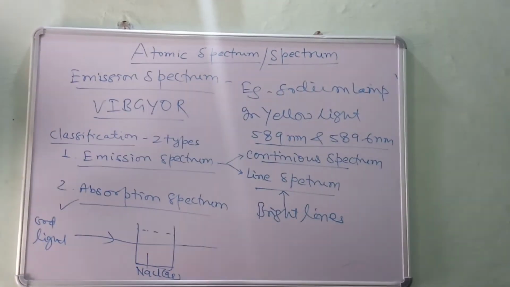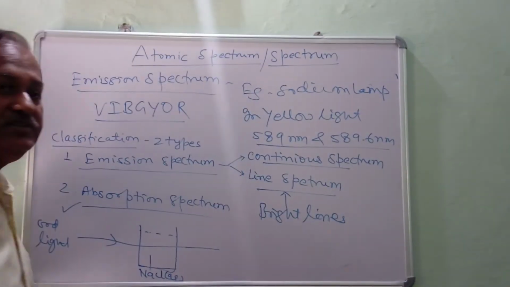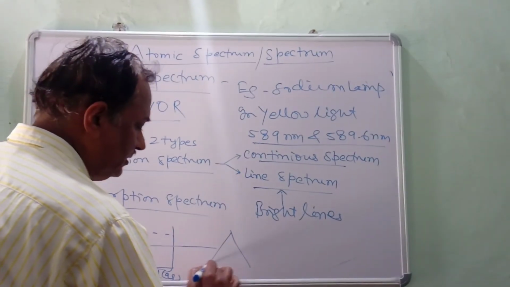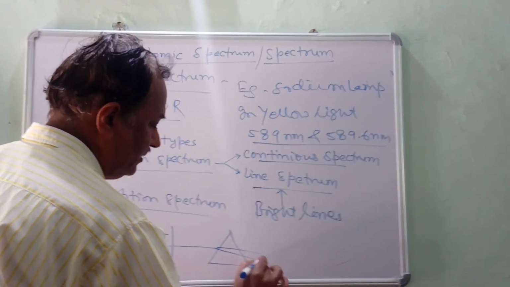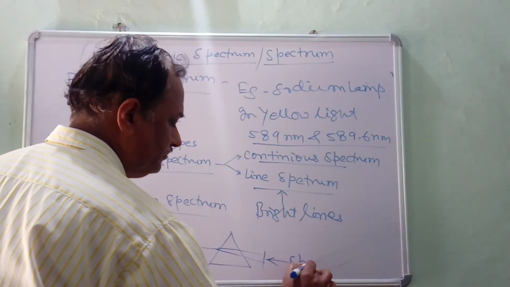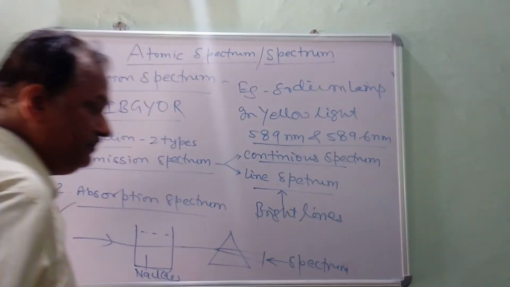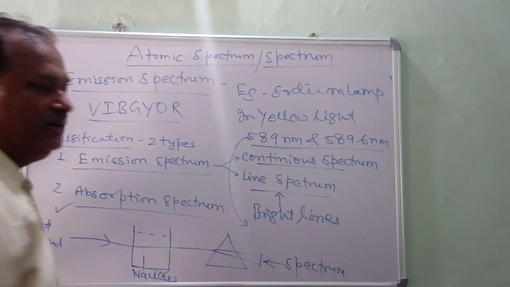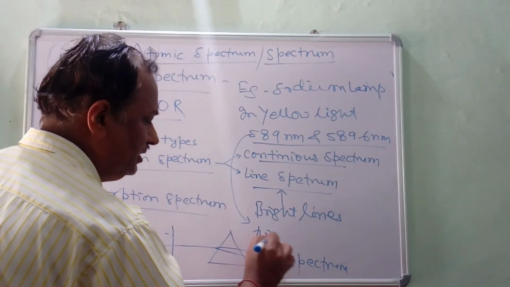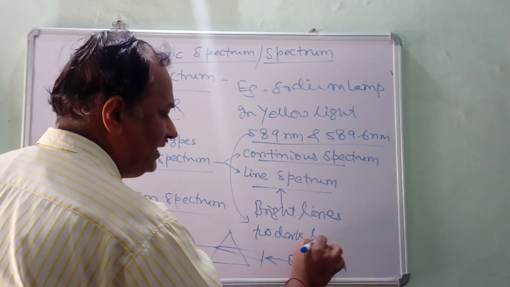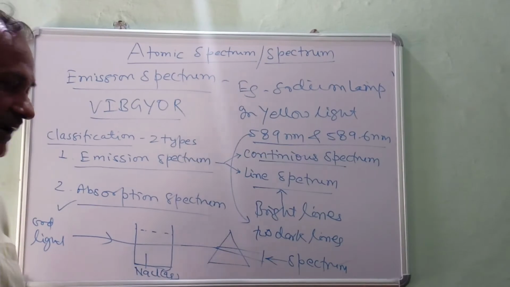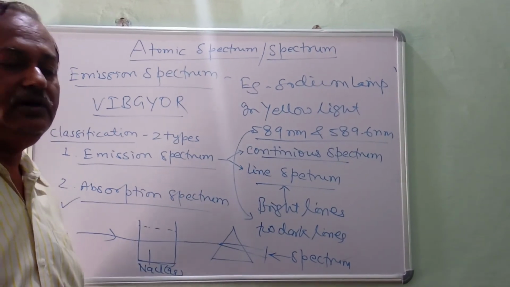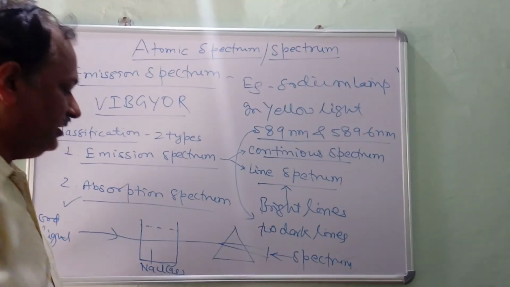Here in the aqueous NaCl solution, these particular frequencies are absorbed by NaCl, and when we pass through a prism, then again here you get the spectrum, but at 589 nanometer and 589.6 nanometer, we have two dark lines. There are two dark lines in the normal spectrum, and this is called an absorption spectrum or discontinuous spectrum. So this is all about the spectrum.